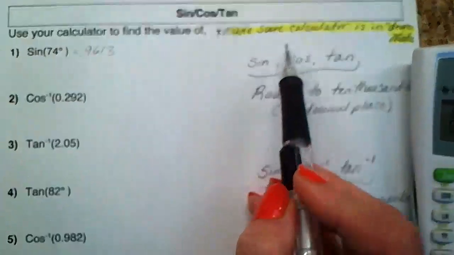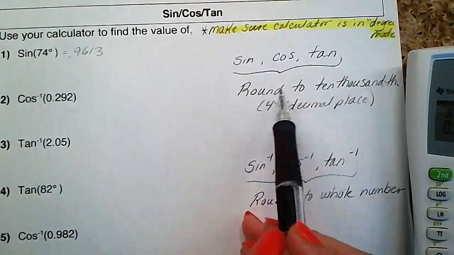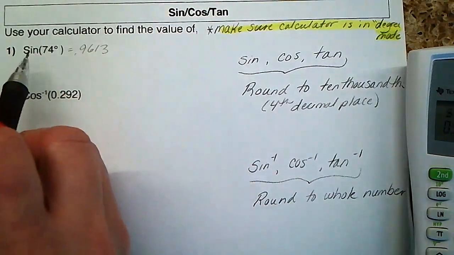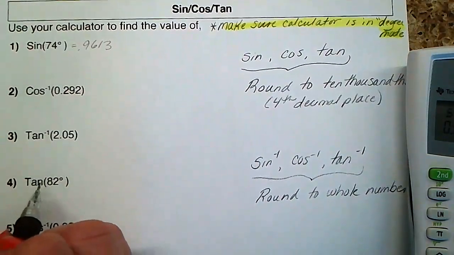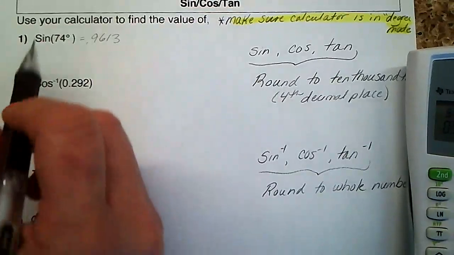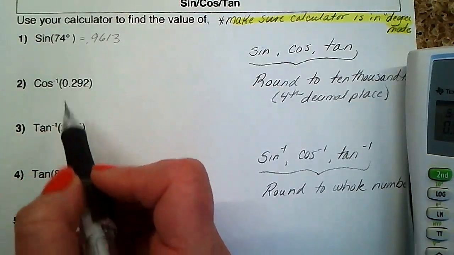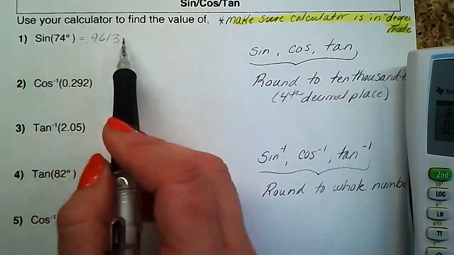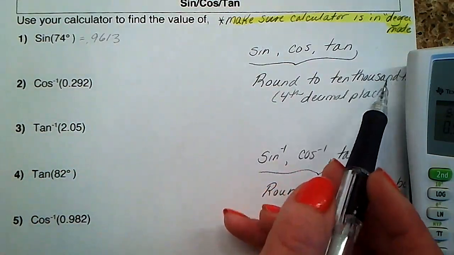Whenever we are using just the straight sine, cosine, tangent buttons, we are going to round to the 10,000th place. That's the 4th decimal place. So whenever you just see sine or tangent like this one, these two here are different than these two. These are straight sine and tangent. So we are going to take these out to the 4th decimal place. We're going to round that to the 10,000ths.